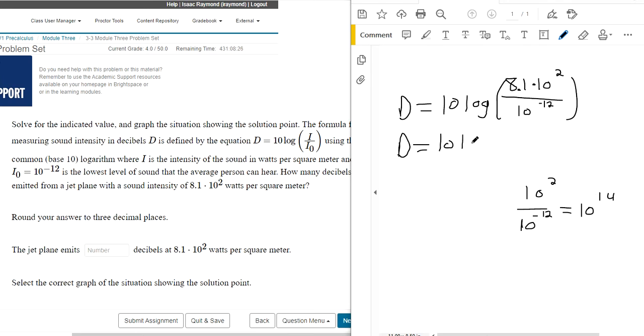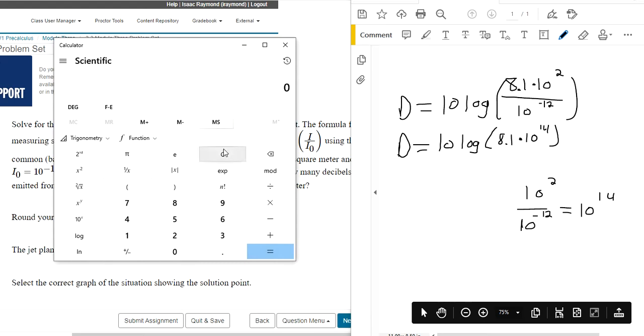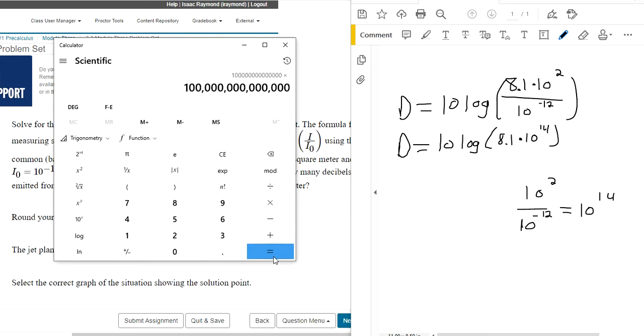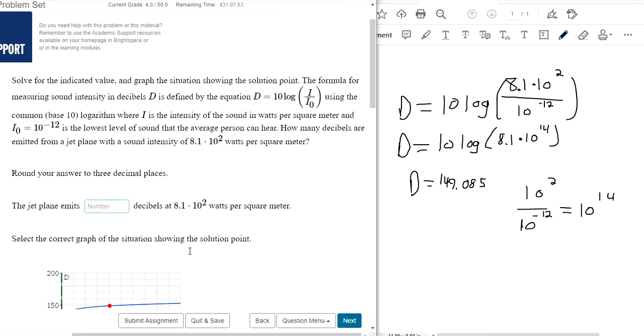So we get 10 log, and then this is 8.1 times 10 to the 14th, and that's something we can do in our calculator. So 10 to the 14th power times 8.1, and then press the log key, and then times 10. That gives us 149.085 when we round to the third decimal place, which is I think what they want. Yep.